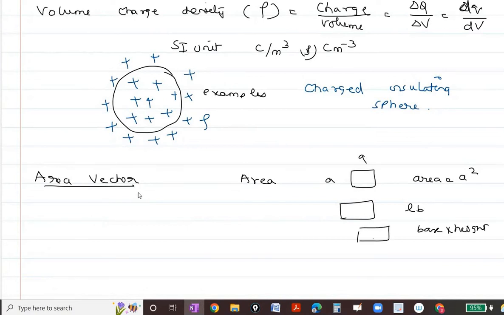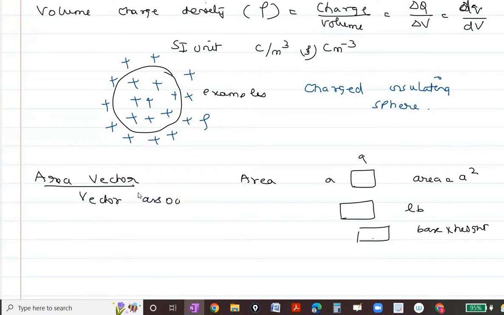But now I am talking about a vector quantity. By convention, in electric field and magnetic field, both the chapters, you will use this area vector. Why we are using area vector, I will explain later. But the definition is what? The area vector is a vector. In the name itself, you can see that it is a vector quantity.